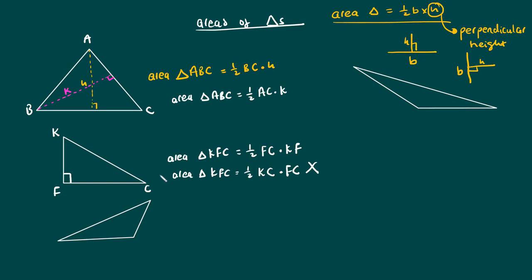But is it correct for me to say the area of triangle KFC is going to be half of KF times FC? Anyone who can tell me whether it's correct there? Is it correct? Yes, it's correct. Because why? KF is perpendicular to FC. So that is why it's correct. So I can calculate the area of triangle KFC using this or that. Not this one.